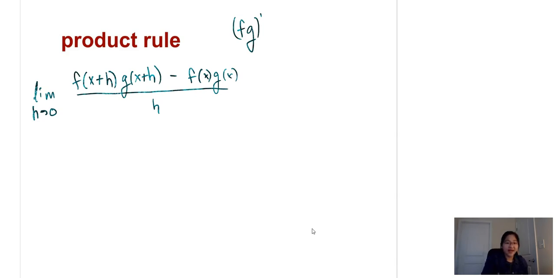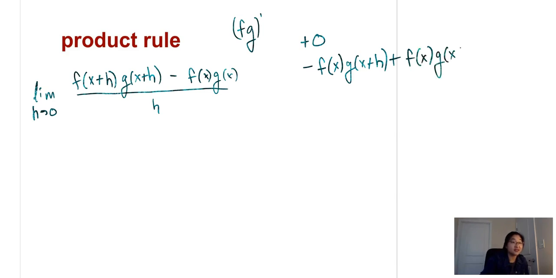Okay, well, that looks kind of hard to work with, but one of the things in our tool bag of mathematics is adding 0. So we're going to use the strategy of adding 0. But the 0 that we're going to add is actually very special. What are we going to add? f of x times g of x plus h, and again, but flip the sign, so minus f of x times g of x plus h. There, see, that's 0, right? That equals 0.